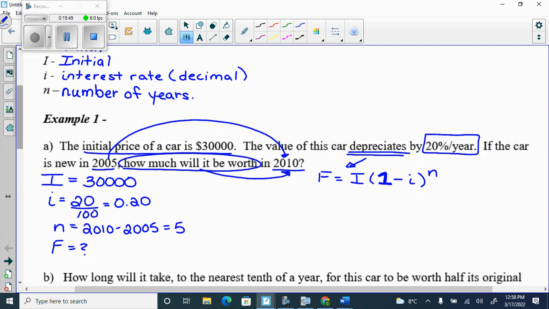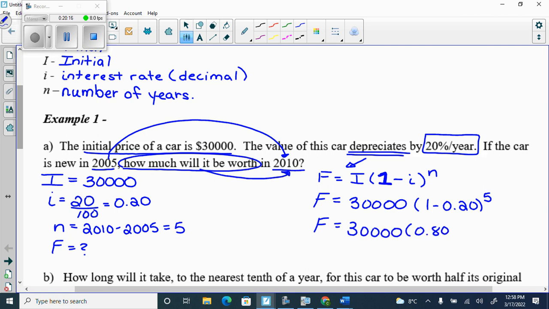So let's fill it in. We have final equals 30,000. Now, should my final be bigger than 30,000 or less than 30,000? Less because it's depreciating. If it's greater, you have problems. You did something wrong. Then it's 1 minus 0.20 to the 5. So I'm going to get F equals 30,000, 0.80 to the 5. Everyone type it in and see what you get.